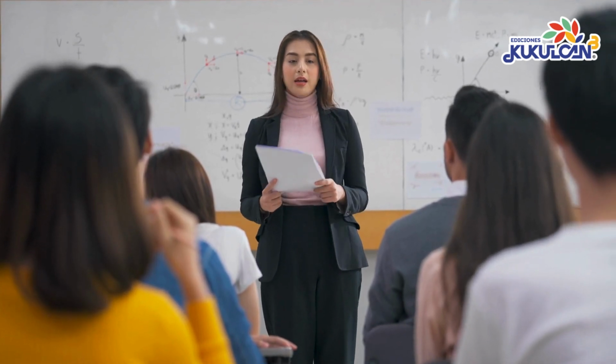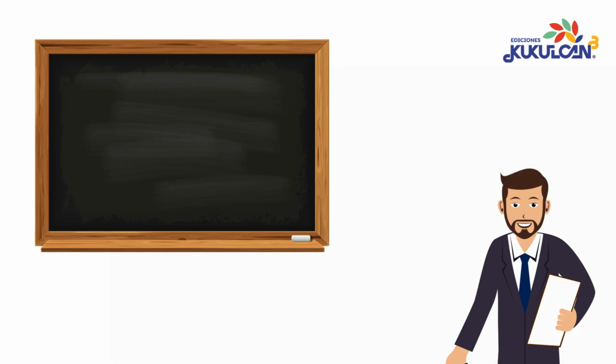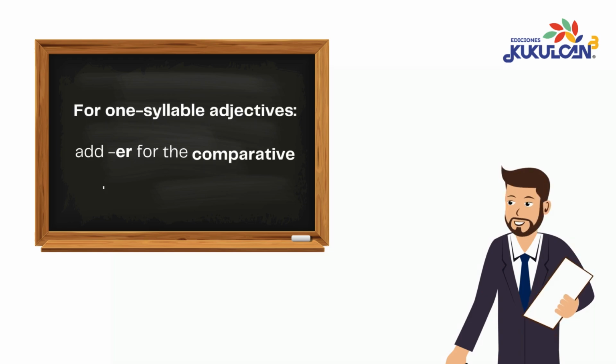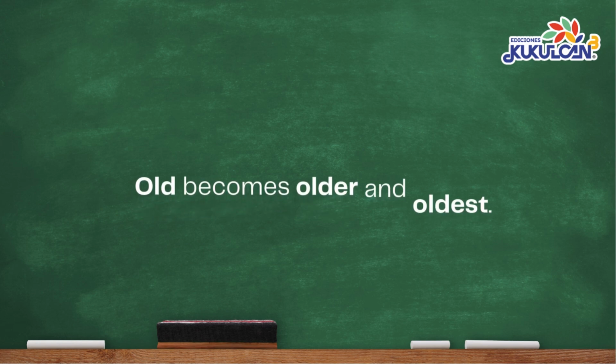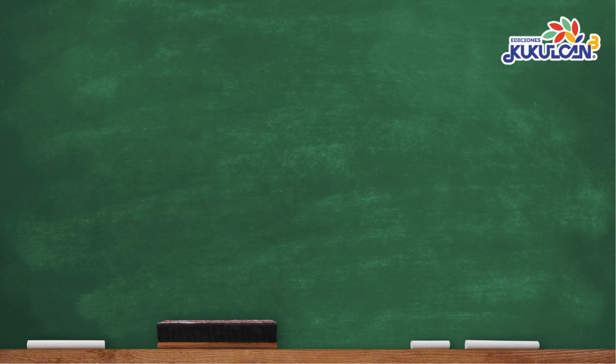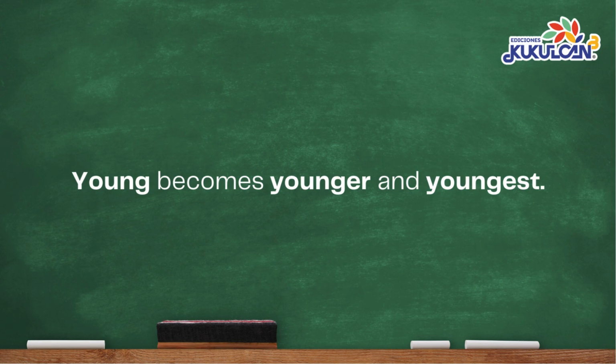Here's how to form comparative adjectives. 1. For one-syllable adjectives, add er for the comparative and est for the superlative. Old becomes older and oldest. Young becomes younger and youngest.